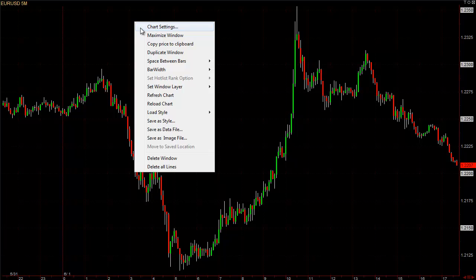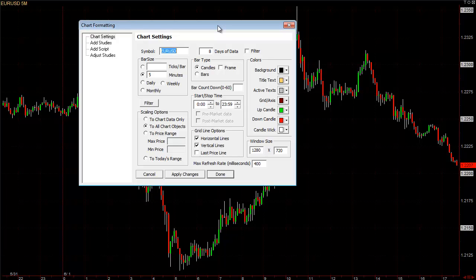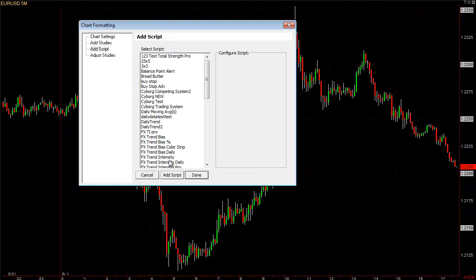Right-click on your chart, chart settings. This is available for all of our mentor students. Click Add Script if you're one of our mentor students, and go to FX Trend Intensity. There are no options, it's automatically configured.